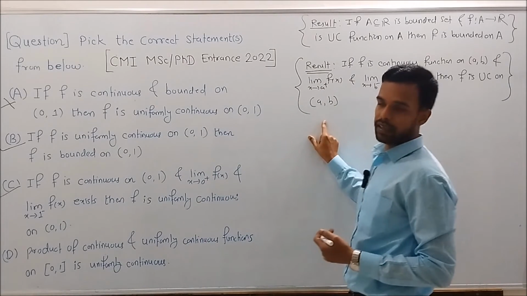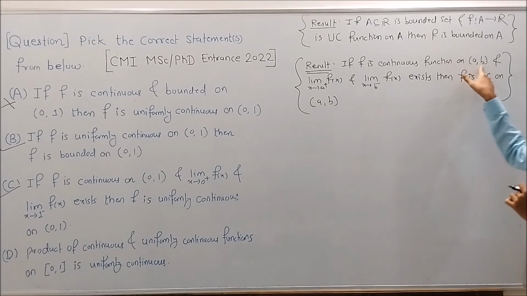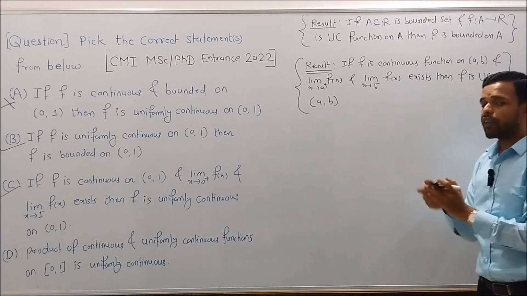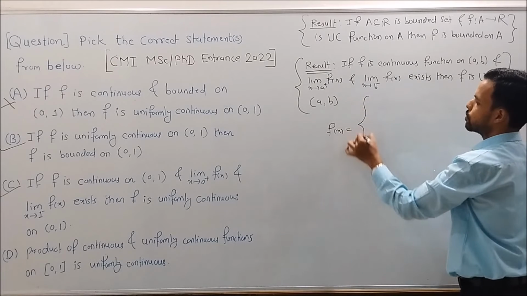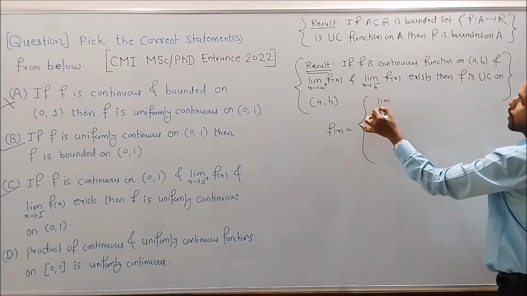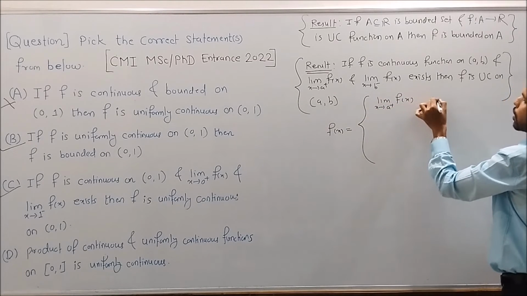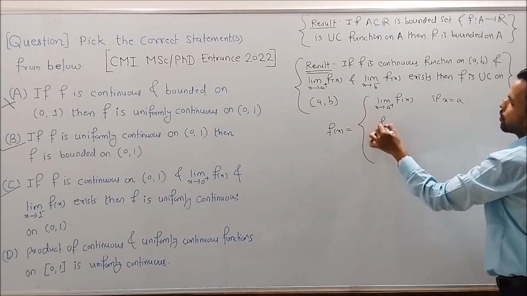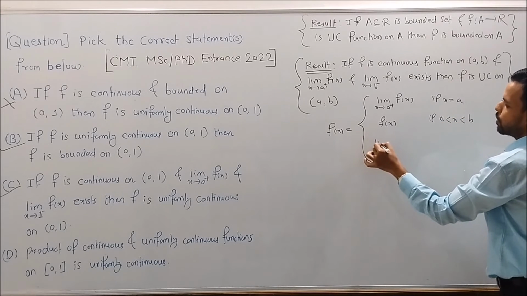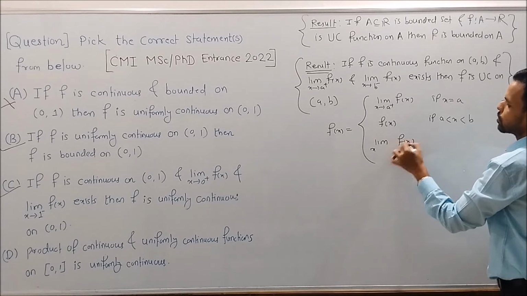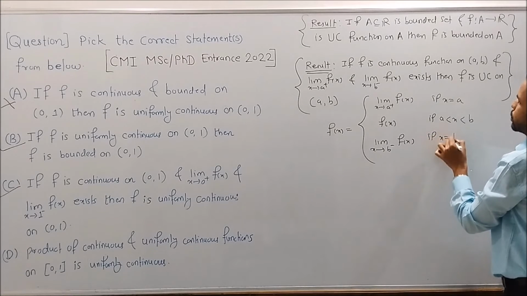Can you prove this result? I will give some hints. Since f is a continuous function on the open interval (a, b) and both of these limits exist, we can redefine the function f as: f(x) equals the right-hand limit of f(x) at a if x equals a, equals f(x) if a is less than x less than b, and equals the left-hand limit of f(x) at b if x equals b. Okay.